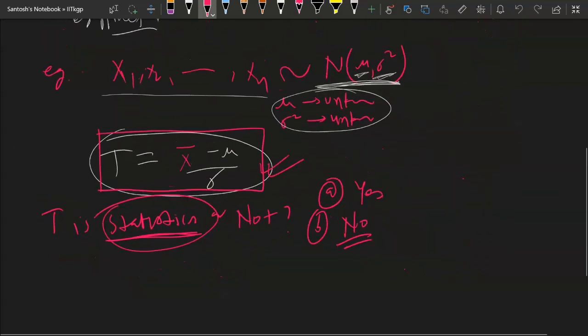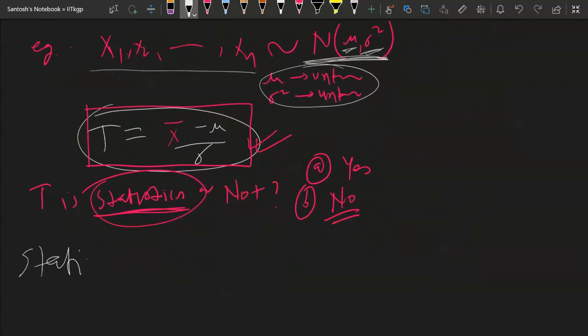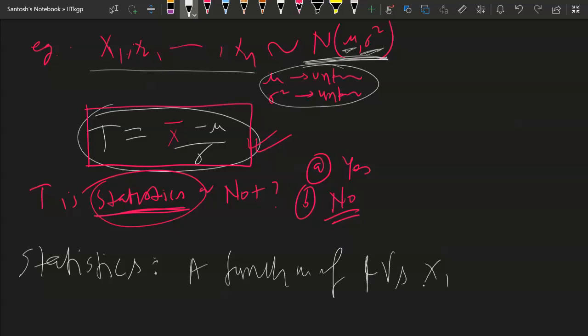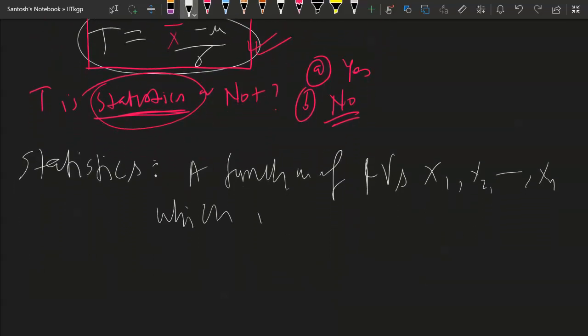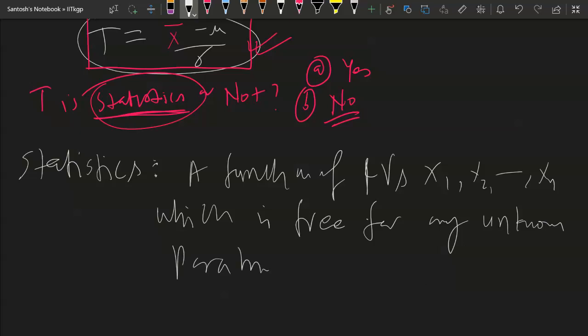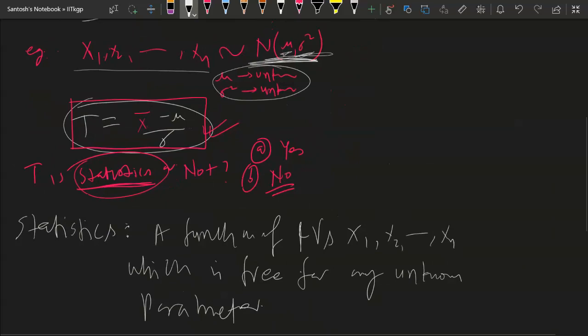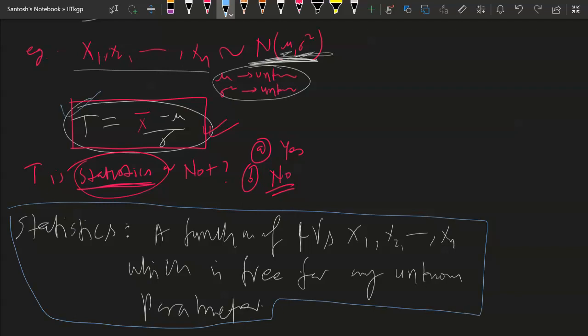Again, I'm writing the definition of a statistic, and based on this definition you have to tell. It is a function of random variables x1, x2, ..., xn, or a random sample, which is free from any unknown parameter. These are called parameters; here the normal population has two parameters, mu and sigma square. Now read this definition and tell me, this t, which I defined as x bar minus mu upon sigma, is it a statistic or not?